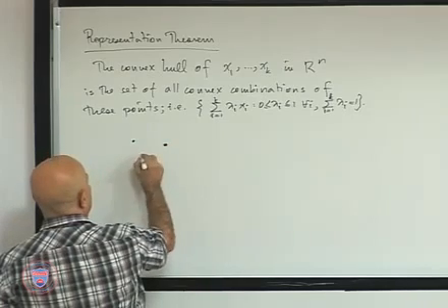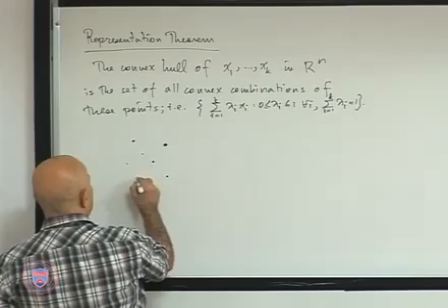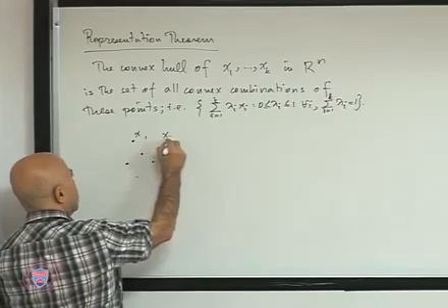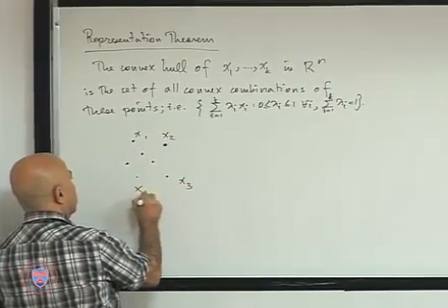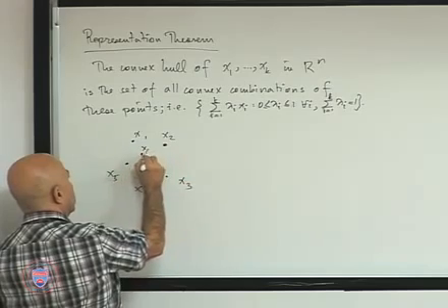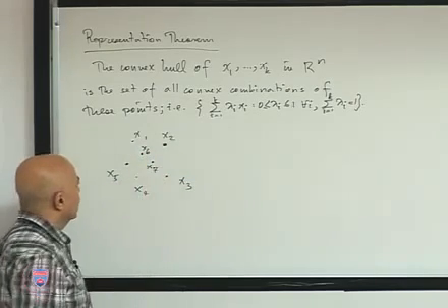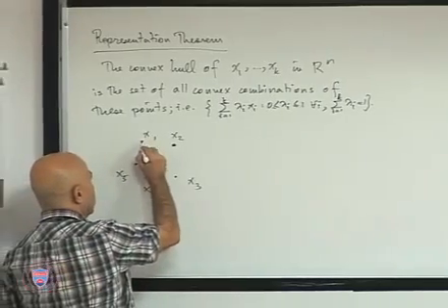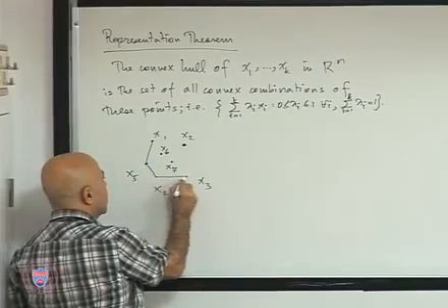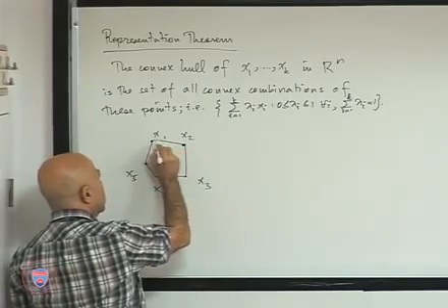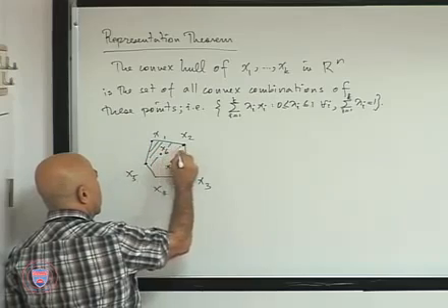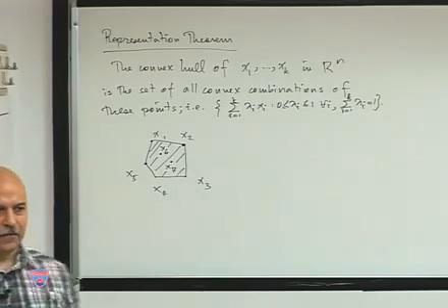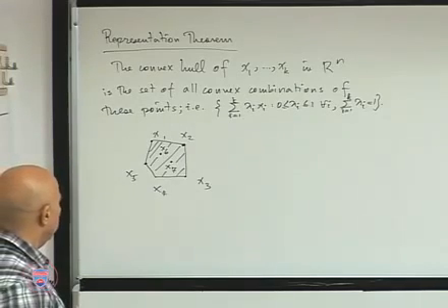So, as an example, in 2 dimensions, suppose you've got these points, x1, x2, x3, x4, x5, x6, x7. When you start taking all convex combinations of these points, what you will generate is this set here. That's the convex hull of these 7 points in the example.